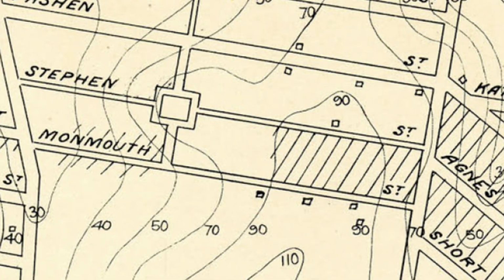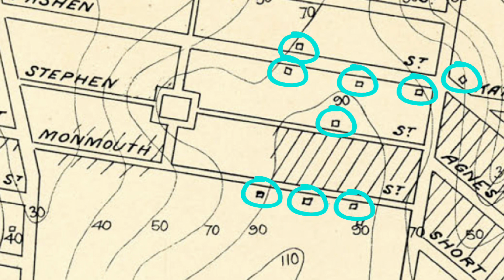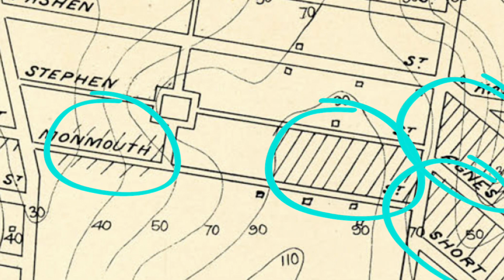So in simple terms, what they did is they basically went around the city, they plotted out where all the roads were, and everywhere where they saw an isolated individual house, they put a little square on the map. Everywhere where they saw clusters of houses, they put hatches across the map.